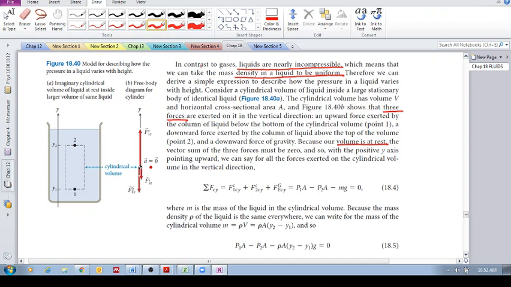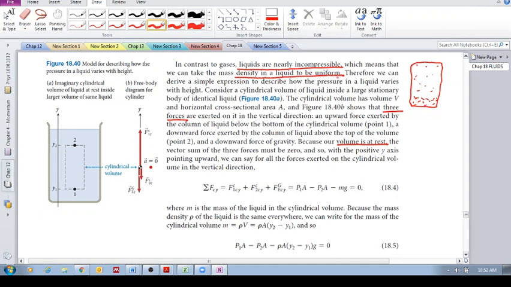Okay, now let's look at, in the previous videos we were looking at gases, and we saw that gases were compressible. That means that if you take some column of gas, lower down it had a higher mass density than as you went up from sea level, where it became less and less dense, right?